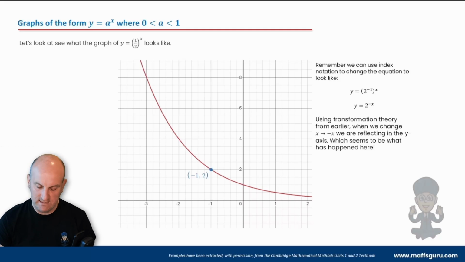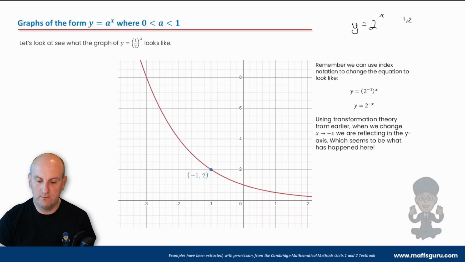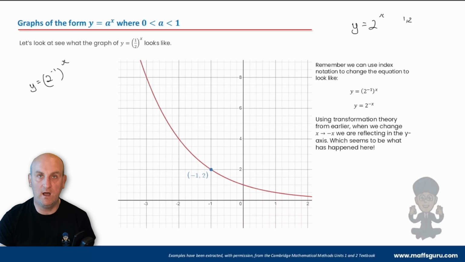Because previously, if I'd had the graph of y equals 2 to the power of x, that basically crossed through at 1, 2. This is crossing through at minus 1, 2. Why? Well, if we shortcut this a little bit here, we know that the half can be written as 2 to the minus 1, 2 to the power of minus 1, and that's all to the power of x. Yes, so a half is 2 to the power of minus 1, raise that to the power of x, gives me 2 to the power of negative x.